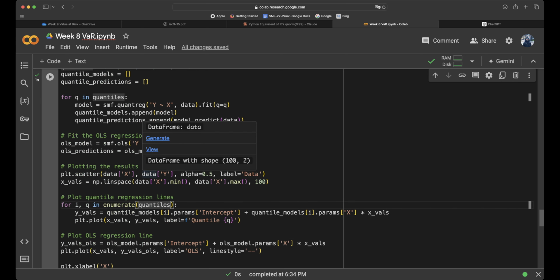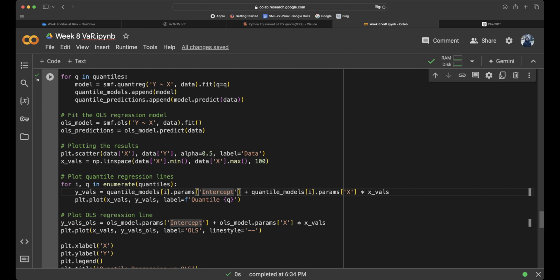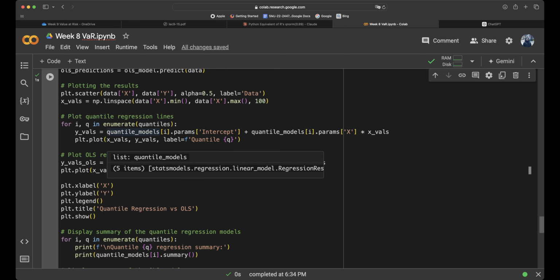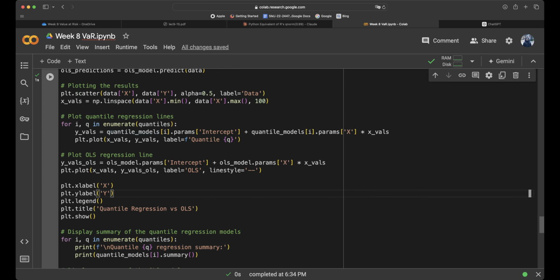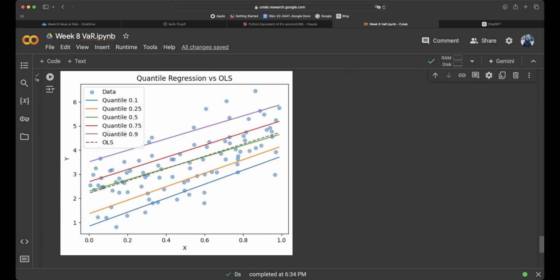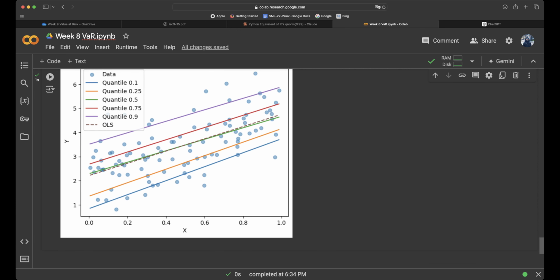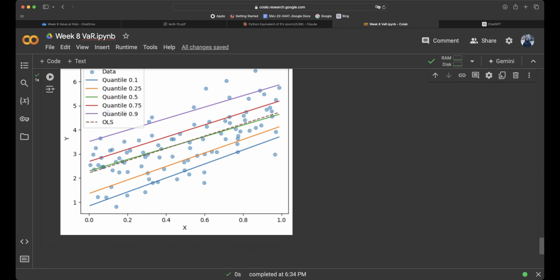We call the models one by one, and then check the intercept, the parameter coefficient and x value, and then plot those. And plot the OLS regression line as well. OLS model parameters and x, and then the y value. And the line style is this one. Okay, here we don't have a line style. We want to use the default. And then x label x, y label y. And we put a legend, and then also display the summary. Okay, so we have this result. So again, depending on X, we can check what is the level of risk. Okay, the bottom one, that's the level of risk.